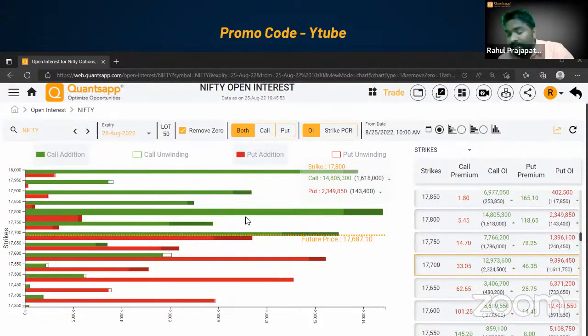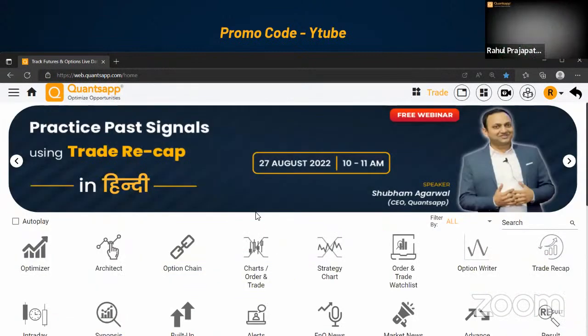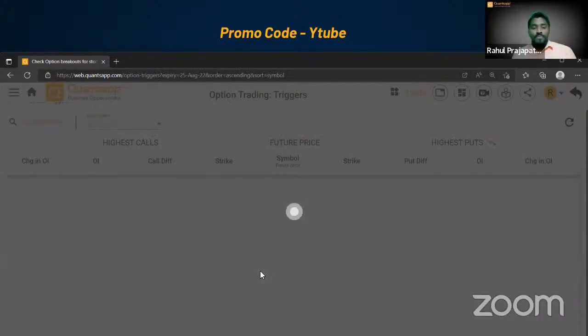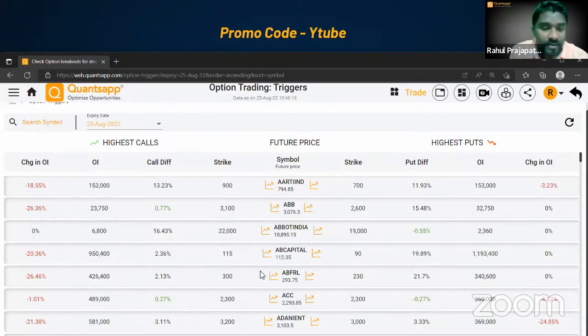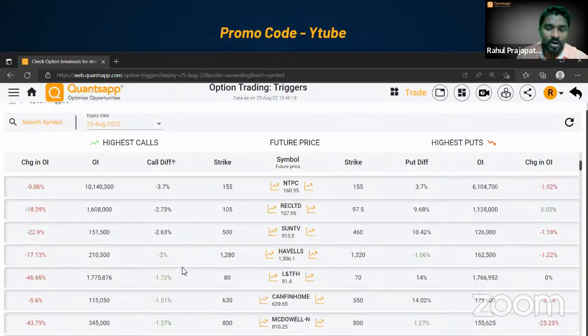So for intraday, we need to find this situation. The question arises: how can we find a stock which is trading near the highest call option, or which is giving you a breakout, right? So we'll go to the triggers. Triggers will help you identify those stocks which are trading near the highest call option. And today is the last day of expiry, so a lot of stocks might give you a good breakout.